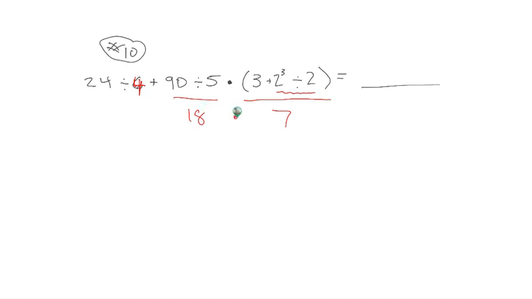And then over here we have this 24 divided by 4, which is 6. And that's added to 18. Some people did this addition first, but you have to do this 18 times 7, which is 126. And you're adding 6 to that, which ends up being 132, and that's the answer.